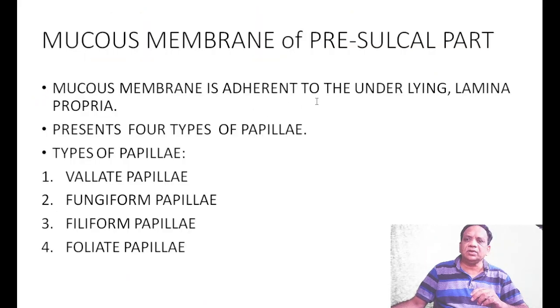So if we talk about the pre-sulcal part, that is the anterior 2/3, the mucous membrane is adherent to the underlying lamina propria. The lamina propria, which is the tissue present just below the mucous membrane, presents 4 types of papilla. So what are the papilla? Those are the elevations. Those papilla are called vallate papilla, fungiform papilla, filiform papilla, and foliate papilla according to their shapes. So we will see one by one.